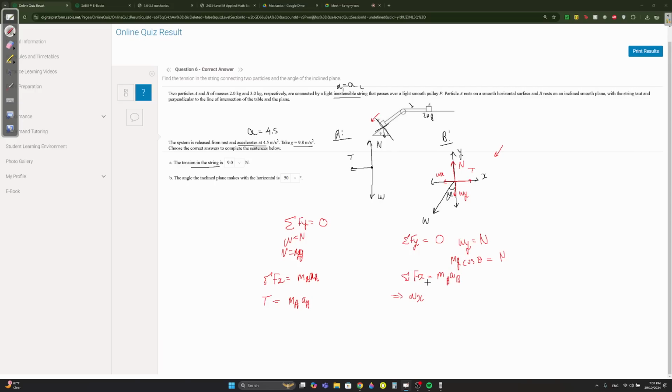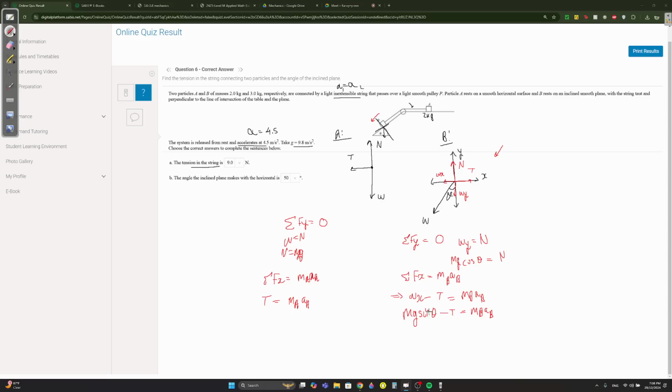But which one do you put first? Wx or T? I always say it's going to the left. So Wx, since it's going to the left, which force is acting to the left? Wx. So that will be my bigger force. So Wx minus T. I put Wx first, then minus T, is equal to the mass of B times the acceleration of B. And then substitute. What's Wx? It's mg sine theta minus T equals mB times the acceleration of B.